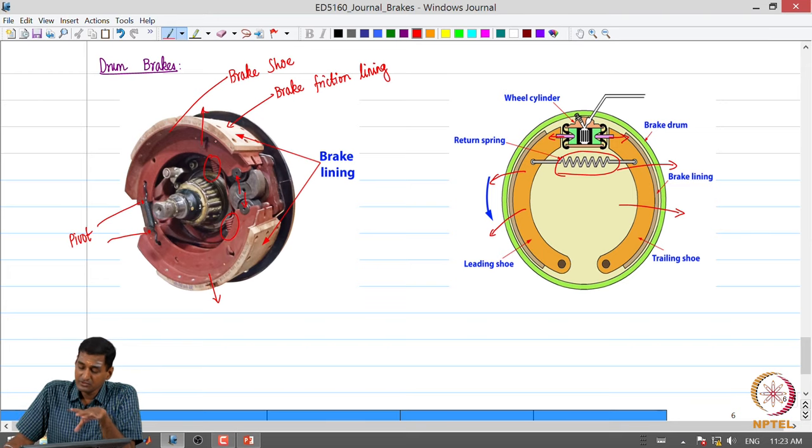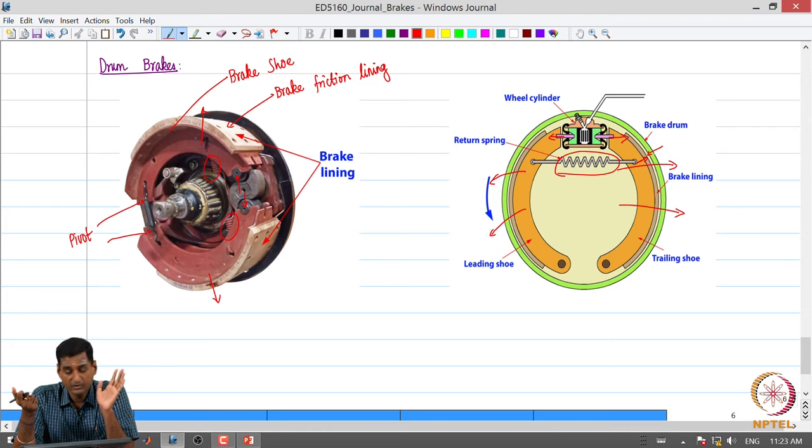Now, before we go to its analysis, there are a few advantages and limitations. We'll look at one important advantage of a drum brake as we do the analysis. But we will immediately realize that as we keep on operating this drum brake, what's going to happen? The brake drum is going to expand, right, with all the heat energy resulting from this friction braking process. Then the clearance between the brake friction lining and the brake drum is going to keep on increasing. As the clearance increases, the brake shoes also have to move a longer distance to get applied, right? So that's something we need to remember.